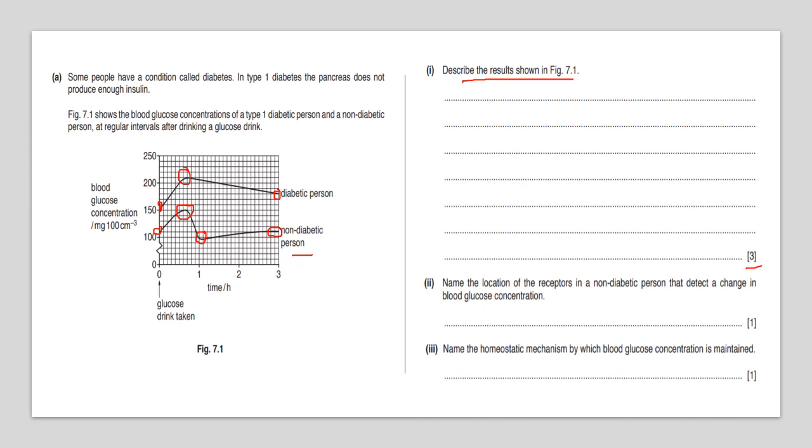Name the homeostatic mechanism by which blood glucose concentration is maintained. This is called negative feedback. So always remember, negative feedback is the kind of feedback loop whereby there's a change in the physiological factor and the body, through a series of receptors and effectors, works to return that change back to its set point. So that is negative feedback, and that would be your answer there.